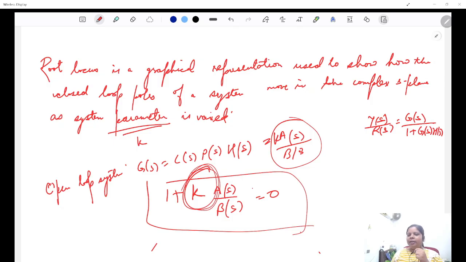So basically, if you are given a characteristic equation and you have some value of k over there, then the problem is that whenever the value of k is varying, you have to write your characteristic equation again and again, right? With every k you have to find, okay, if my system is stable, if it is unstable, and all of that.